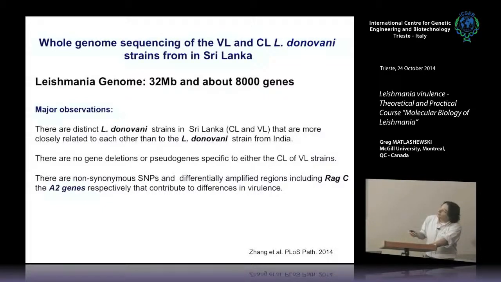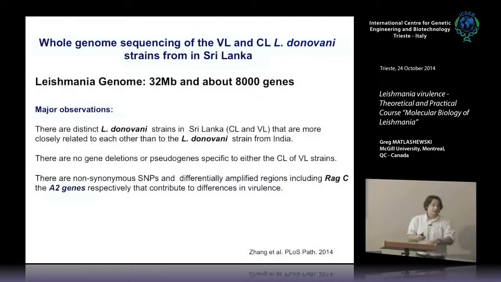But the major things that I found very interesting is that the two Sri Lankan strains, the cutaneous strain and the visceral strain, were very closely related. In fact, these two Sri Lankan strains, even though they cause different diseases, were more similar to each other than the Leishmania donovani from India. If you compare to the Indian strain, these donovanis were quite different. So it's a strain of donovani specific to Sri Lanka. It's diverged into a cutaneous and a visceral, but they're still genetically very closely related.